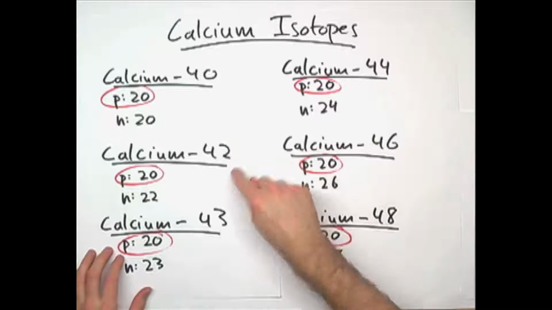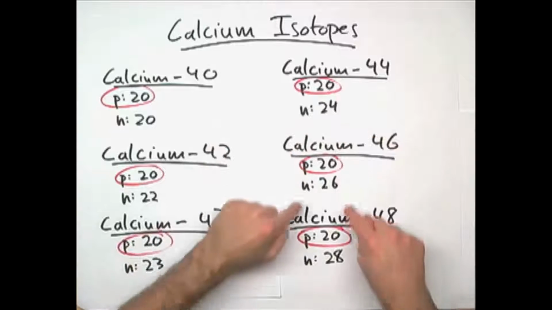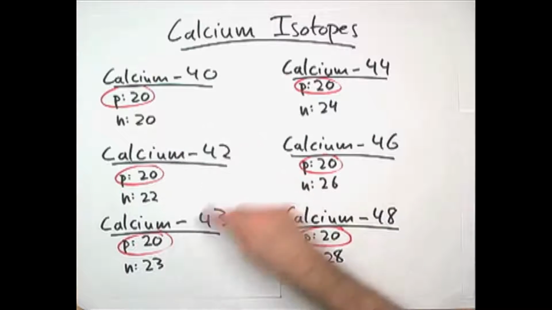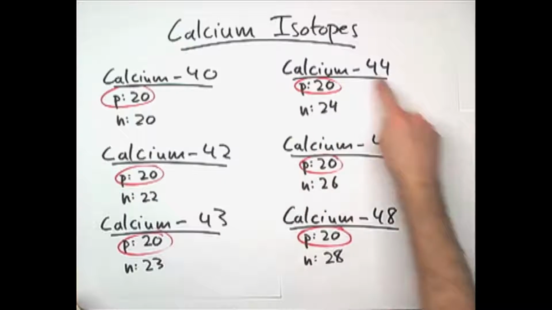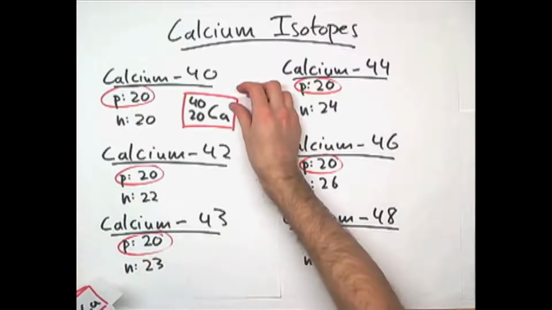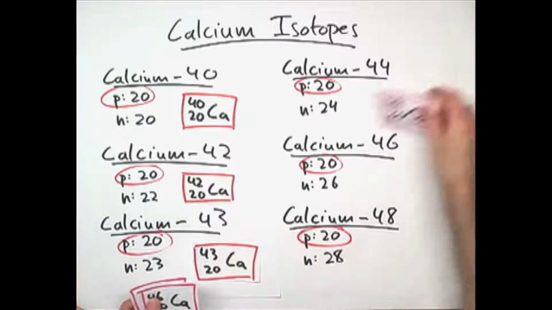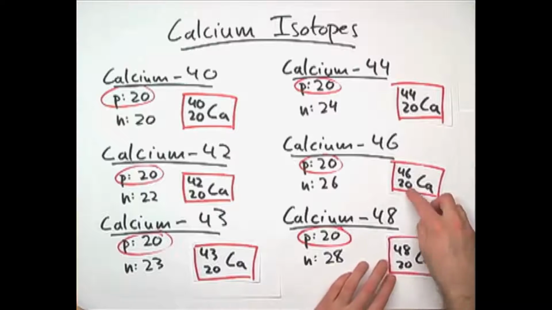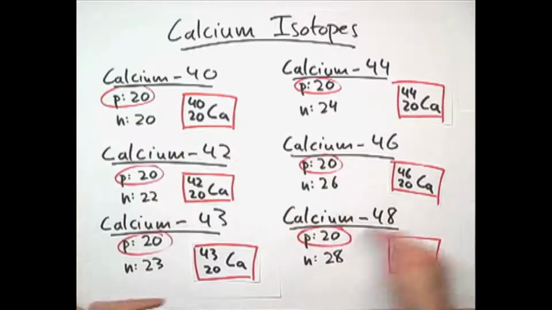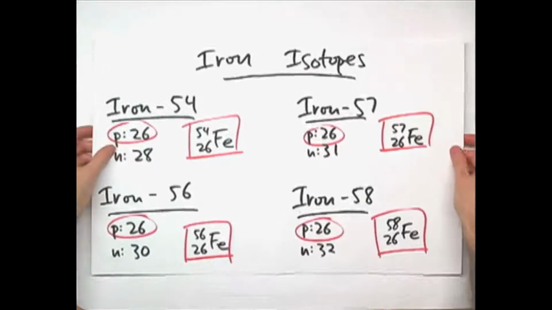Calcium, we've got 40, 42, 43, 44, 46, 48. All of them have 20 protons in the nucleus, but they have varying numbers of neutrons. Just like we did with carbon, we can write all of these calcium isotopes in isotope notation, where we have the mass number up at the top, and the atomic number down at the bottom. You'll see they all have the same atomic number of 20, but different mass numbers, the sum of protons and neutrons. The same is true for iron, just to give you another example.